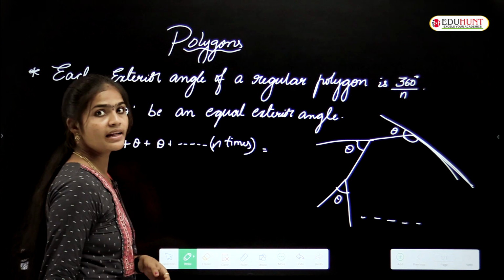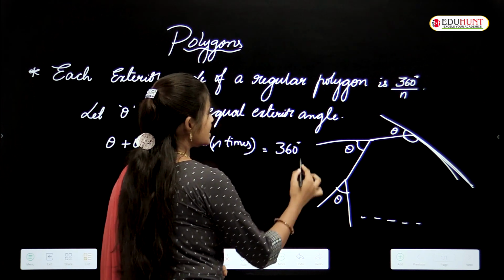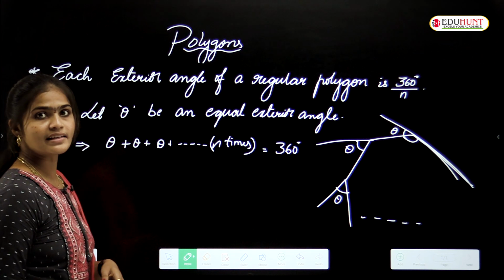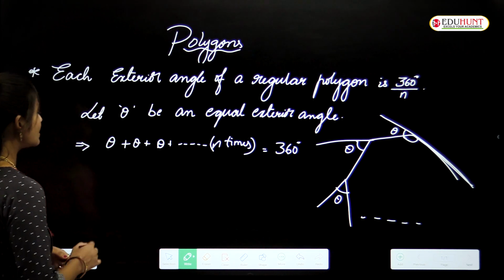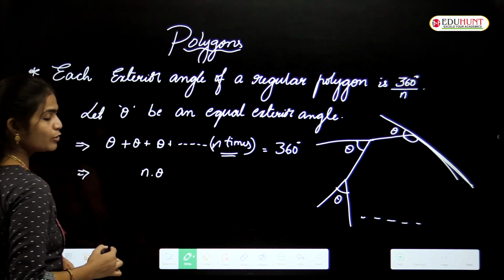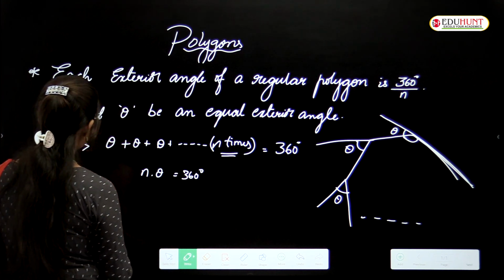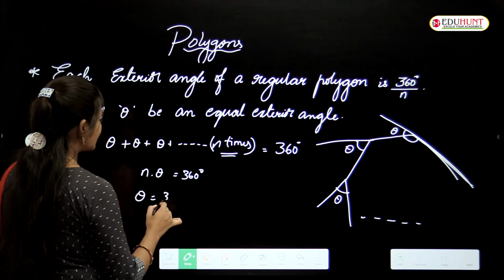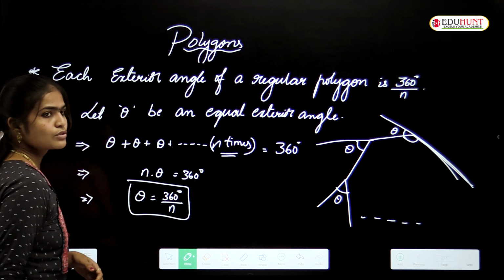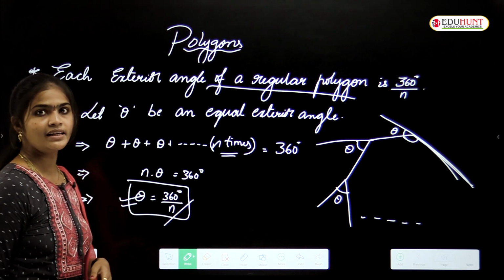And we know that the sum of all exterior angles of a polygon is equal to 360 degrees. Just now we proved that the sum of all exterior angles of a polygon is 360 degrees. So here up to n times, we can write this as n into theta, which is equal to 360 degrees. So theta is equal to 360 degrees by n, since n is in multiplication, that one becomes division. So each exterior angle of a regular polygon is 360 degrees by n.